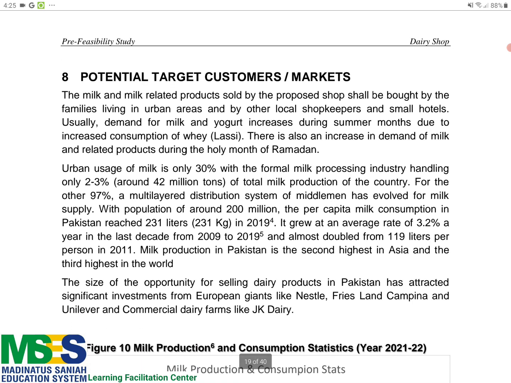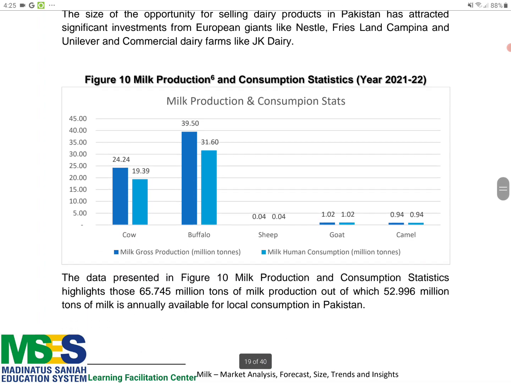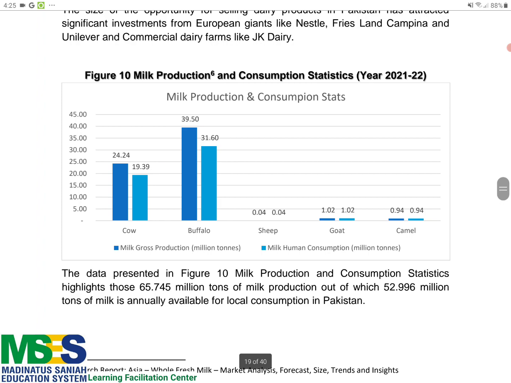Potential target customers and marketers. Okay, move on. There is a chart. What kind of milk is sold most of the time? Sheep milk, goat milk, camel milk, cow milk, or buffalo milk? Buffalo milk. We love buffalo milk.